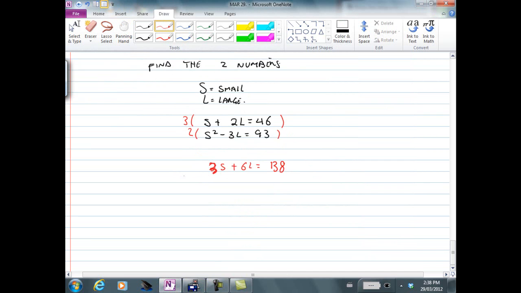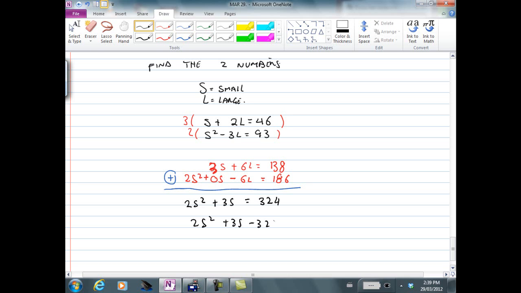Then that gives me 2S squared. Now there's going to be some weird S here. For now I'm going to use 0S. Minus 6L equals 93 times 2, 186. I'm going to add the two equations together. If you add my two equations together, you should have 2S squared plus 3S equals 138 plus 186, that's 324. I'm going to move it to one side. 2S squared plus 3S minus 324 equals 0.